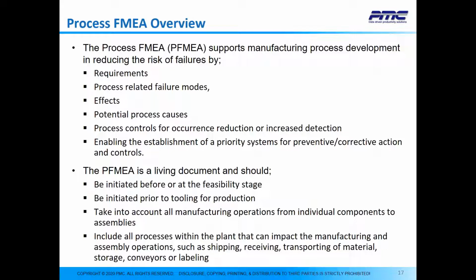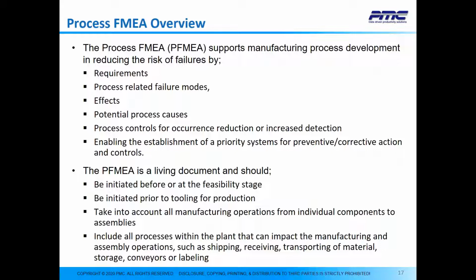The Process FMEA supports manufacturing process development in reducing the risk of failures by identifying and evaluating the process requirements, identifying and evaluating the potential process-related failure modes, the effects of the potential failures on the process and customers, identifying the potential manufacturing or assembly process causes, identifying process variables on which to focus process controls for occurrence reduction or increased detection of the failure conditions. Finally, enabling the establishment of a priority system for preventive corrective action and controls.